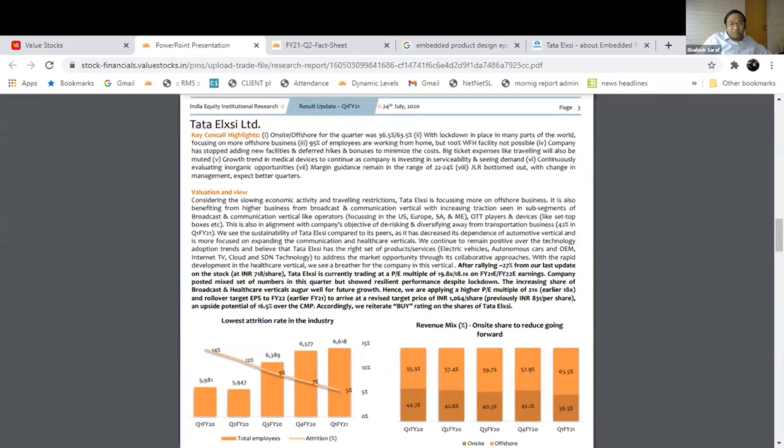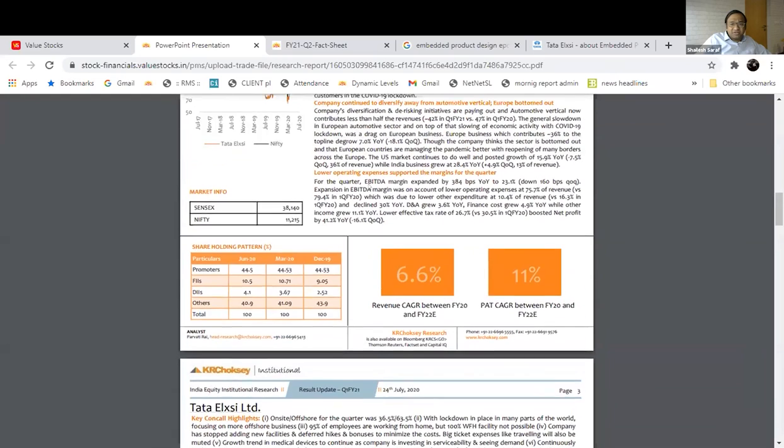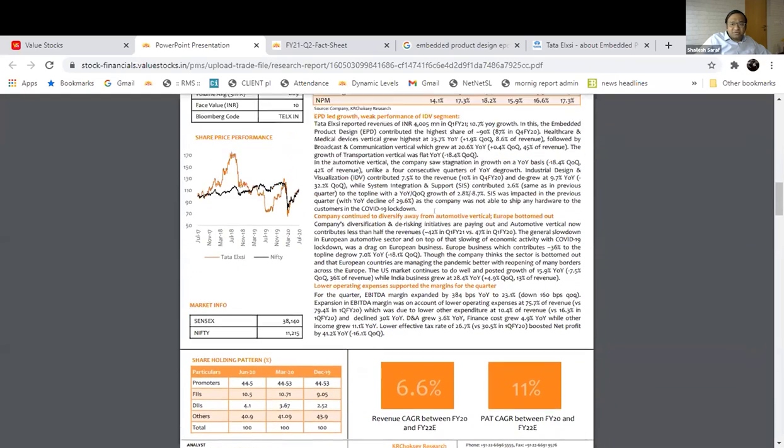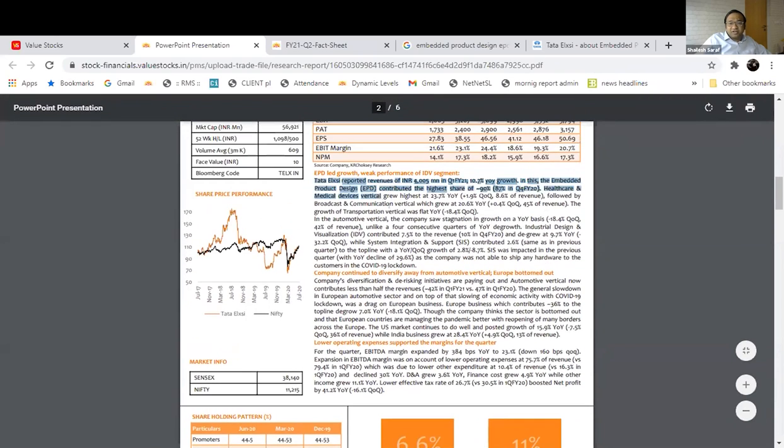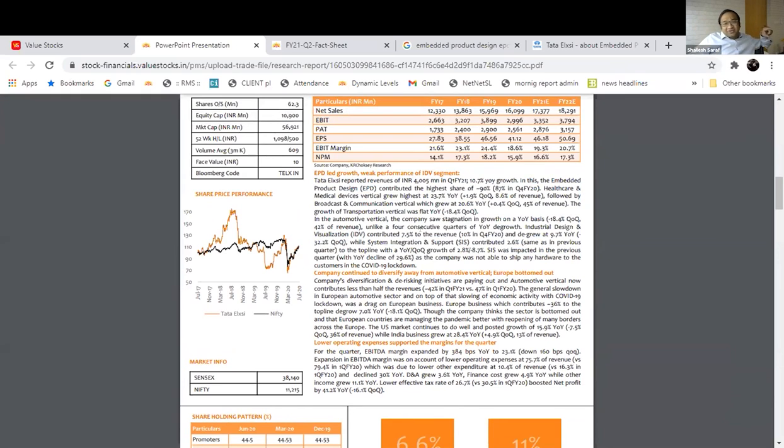EPD growth, yes, it is shown at the top, see EPD growth is written above. Go up a little, just see this: EPD growth, weak performance in IDV segment. So if you have knowledge of EPD, you will understand it here. They are talking of embedded product design, but if you do not know the full form of EPD, then even if you read the research report, you will not understand what EPD is. So these are steps, friends, about understanding and knowing the company and its products, why this company is doing well. Okay, so this gives you a lot of idea.